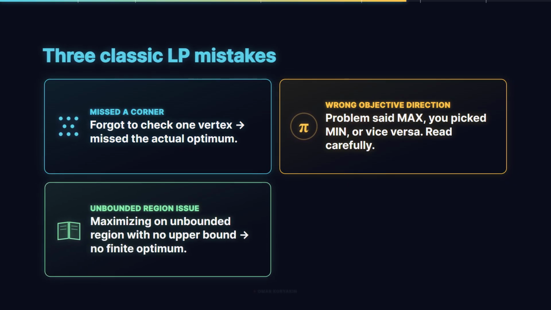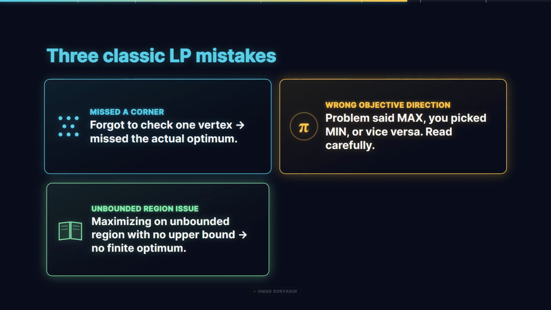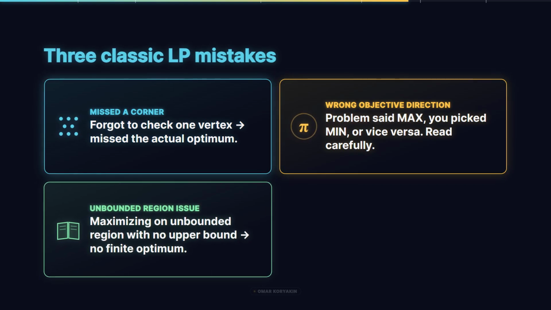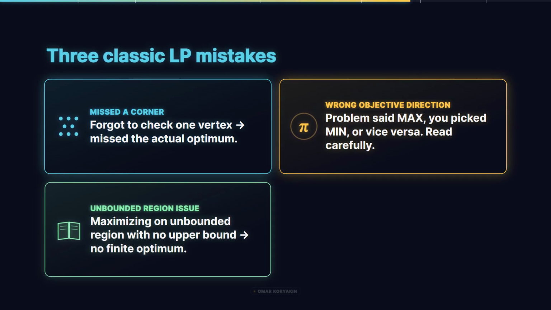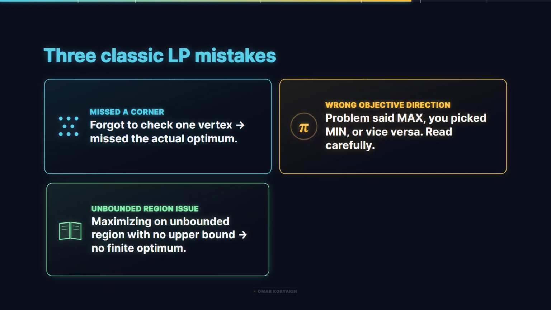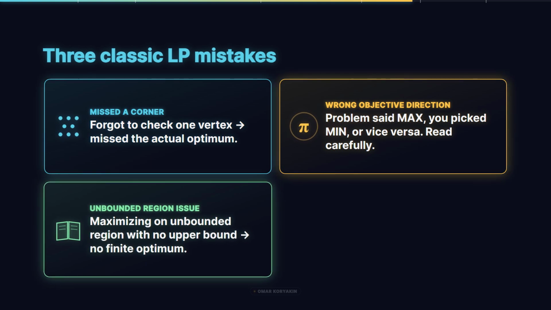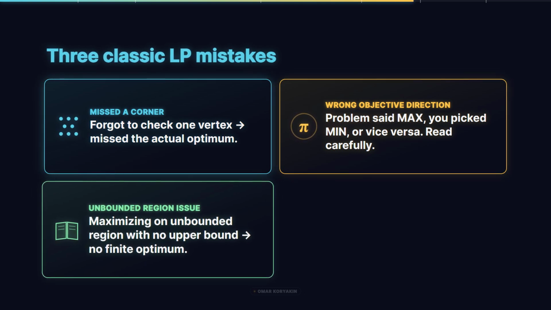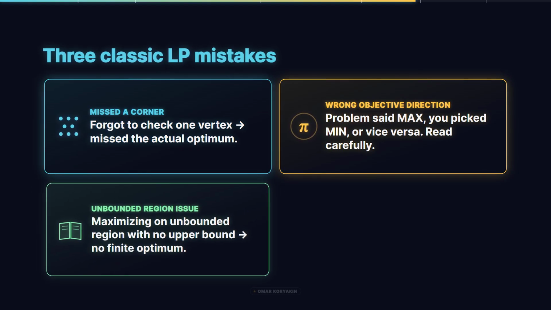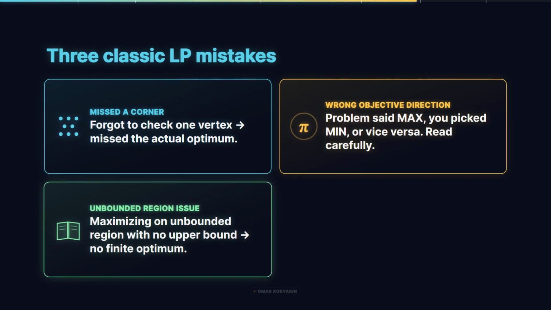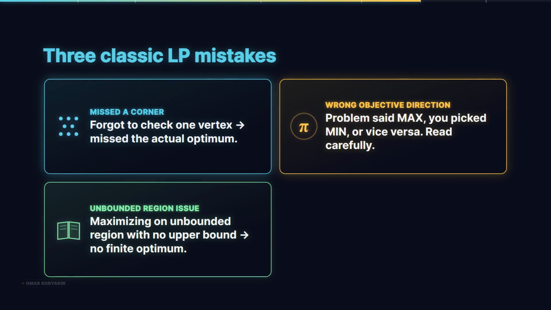A student sets up a problem with no maximum corner because the feasible region extends infinitely in the direction the objective increases. The objective grows without bound, and no finite maximum exists. The fix is to check the feasible region's boundedness in the direction of the objective gradient. If the region is unbounded toward the optimization direction, the problem has no finite optimum. Real-world problems with this structure are usually missing a constraint and need additional bounding to make sense.